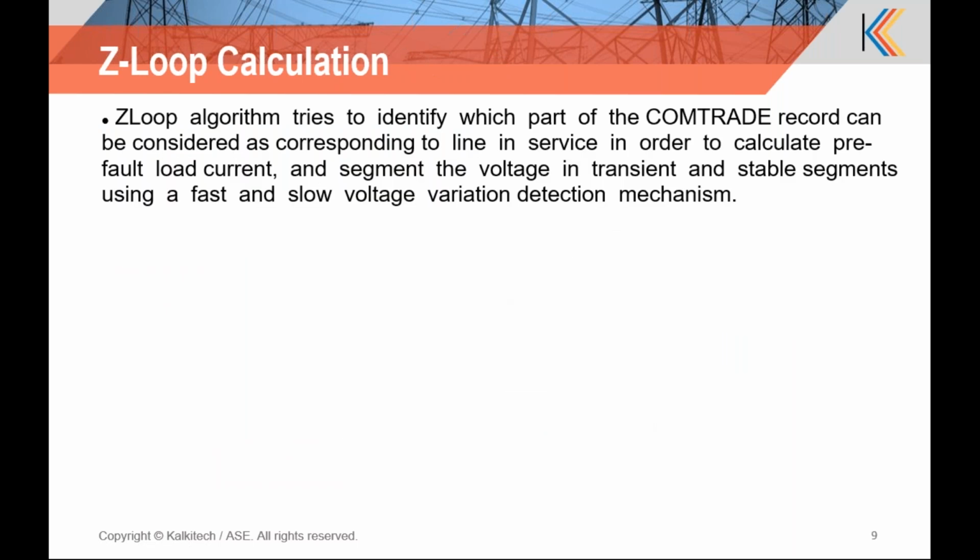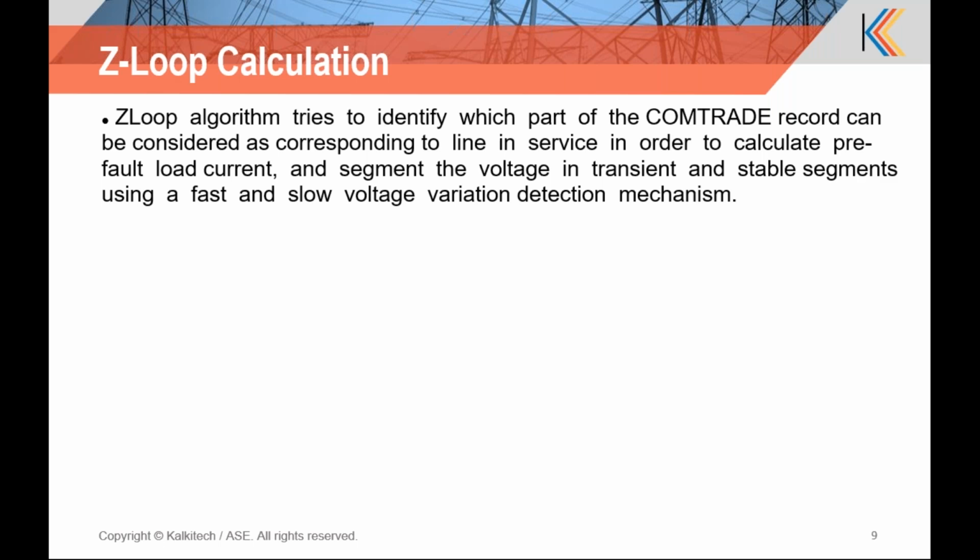Then moving on to the Z loop calculation algorithm. So we run this algorithm. This is primarily intended to calculate the location of the fault, and we calculate the impedance, the loop impedance, from the feeder. What is the loop impedance to the fault? That is what we calculate.